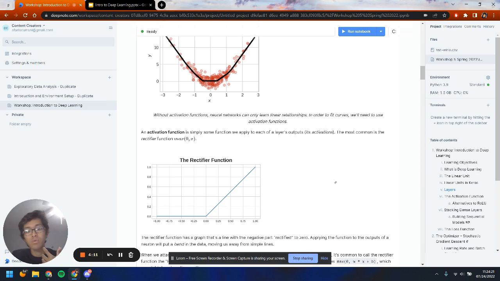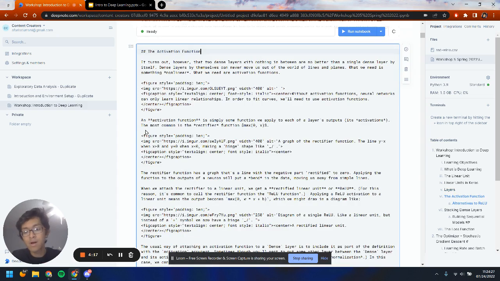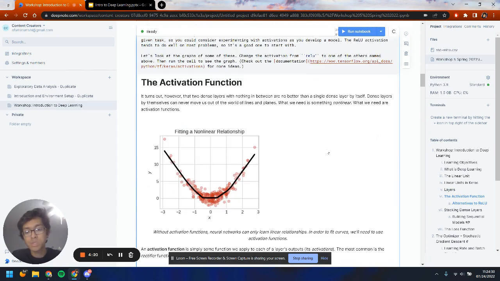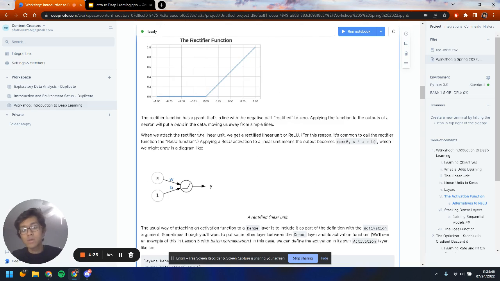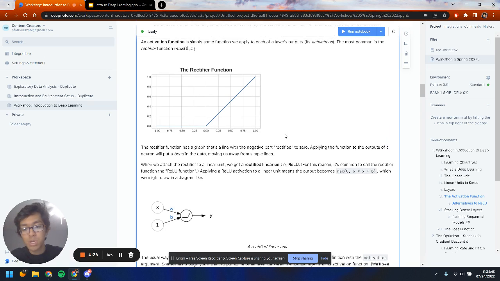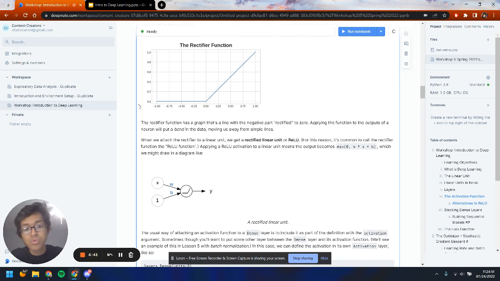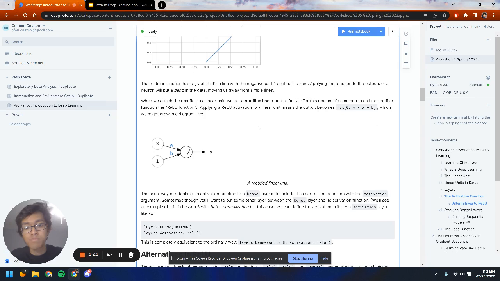One of the most common activation functions that we use is what we call a rectifier function. A rectifier is essentially taking the maximum of zero and the input. In other words, if the input is ever negative, we will make it zero. If it's positive, don't do anything, just output whatever you have. In essence, this is what the rectifier function will look like. It is rectified to zero. The minimum must always be zero. And when we attach the rectifier to a linear unit, we have what we call a rectified linear unit, or ReLU.